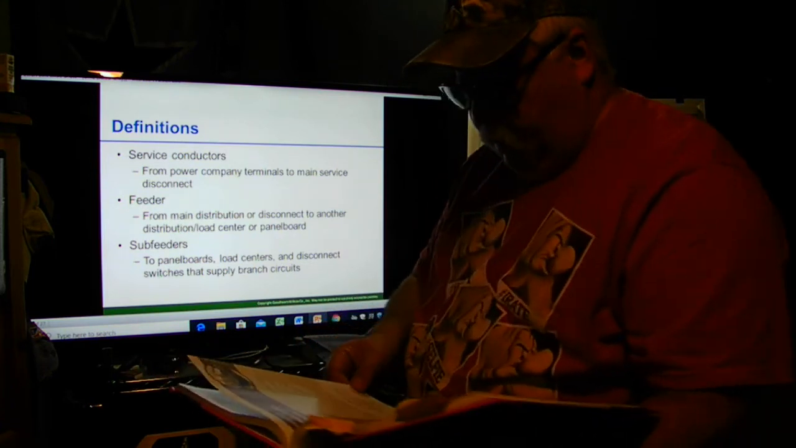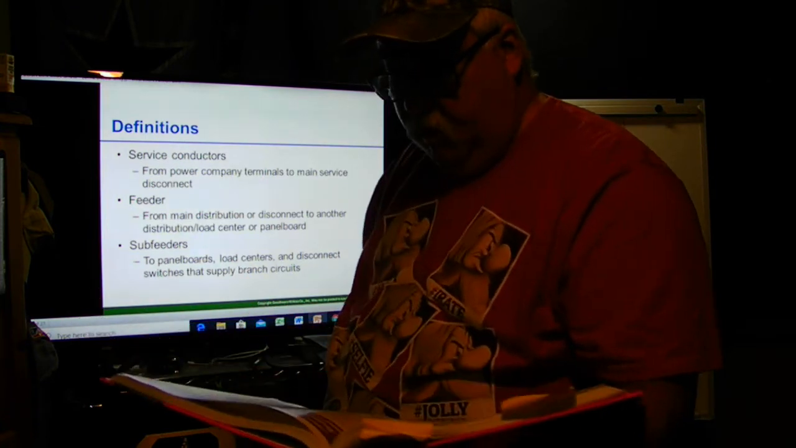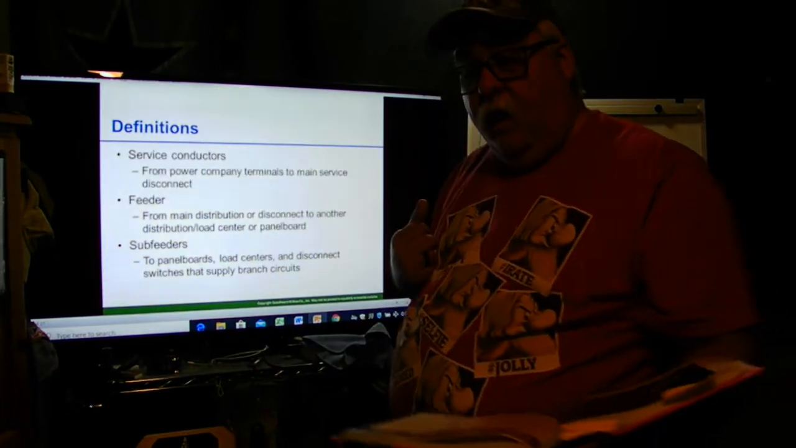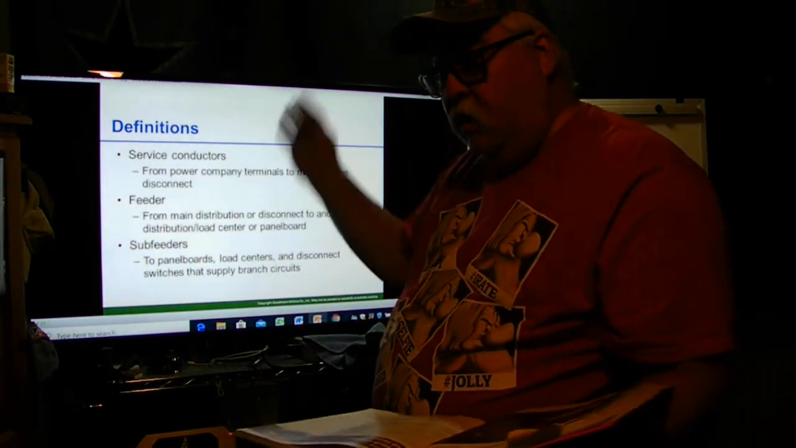Definitions. Service conductor. These conductors extend from the power company terminals to the main service disconnect. So power comes off either a lateral, which would be underground, or overhead, that's when it comes overhead.